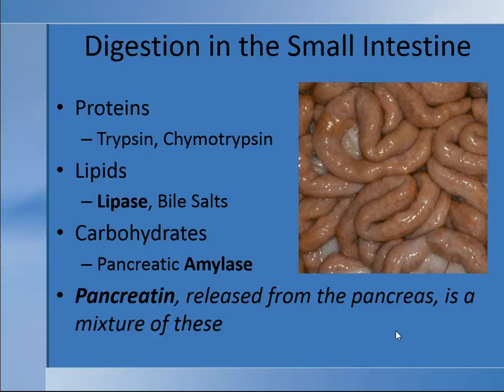And then pancreatic amylase will continue digesting any starch that hasn't been digested, and also sugars. And these come in kind of a mix. It's called pancreatin, and it's released from the pancreas. So when you see pancreatin, it's actually a mix of a lot of these things.